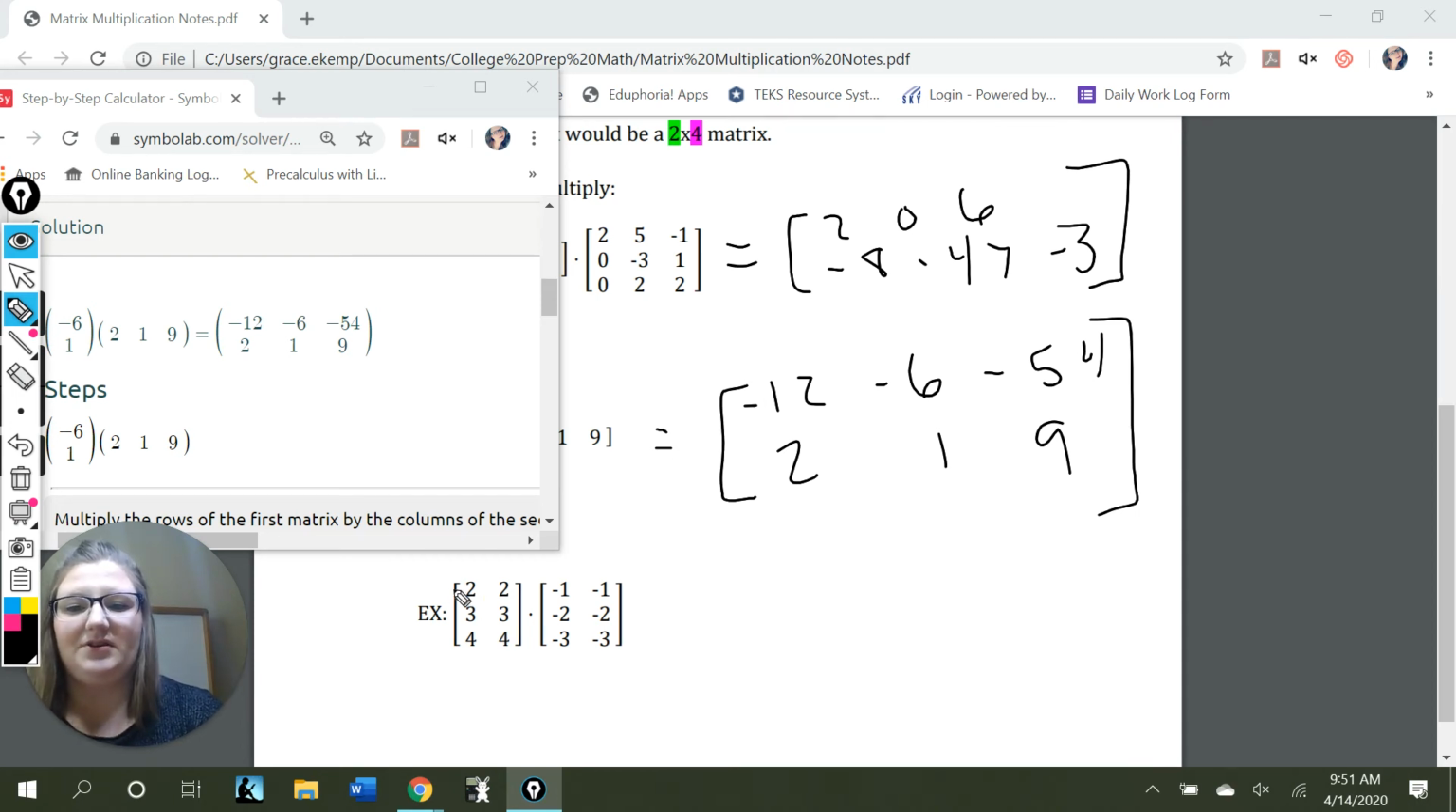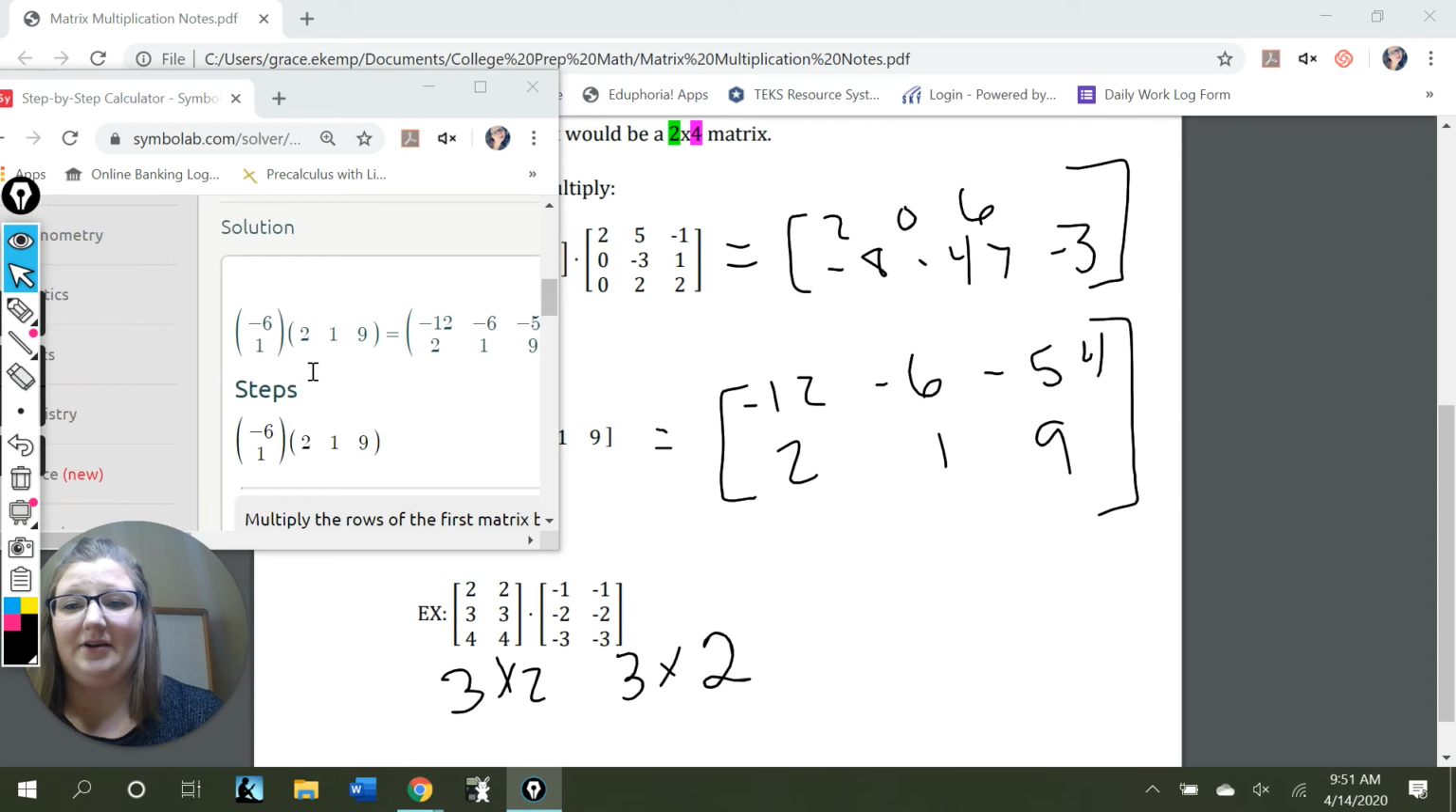So our first matrix has 1, 2, 3 rows, and then 1, 2 columns. So this would be a 3 by 2 matrix. And the second matrix has 1, 2, 3 rows, and then 1, 2 columns. So we've got two different 3 by 2 matrices.